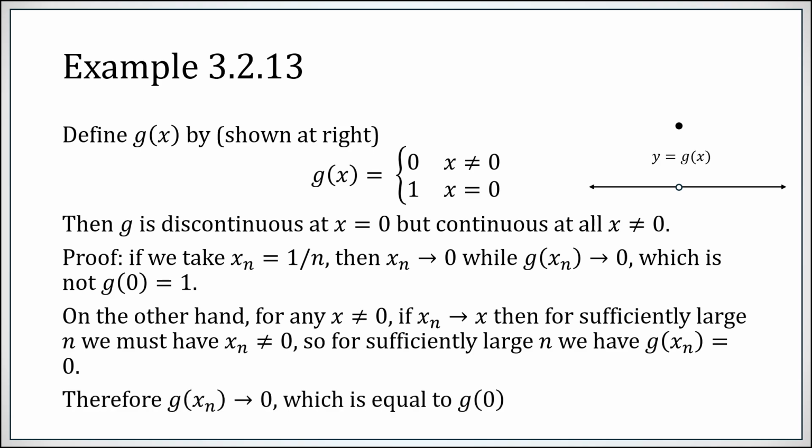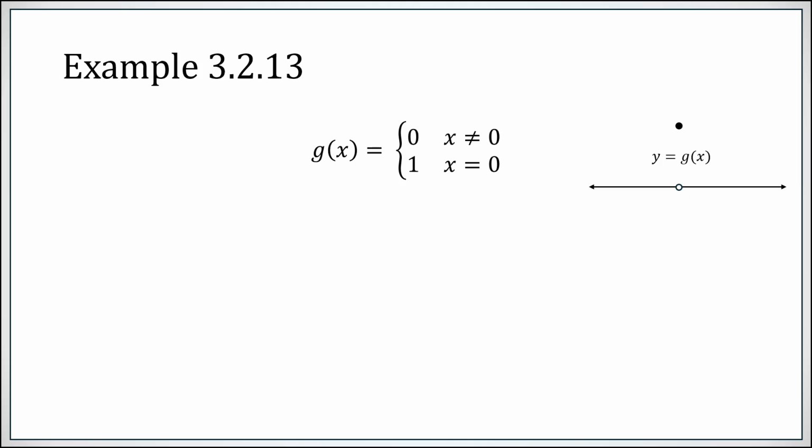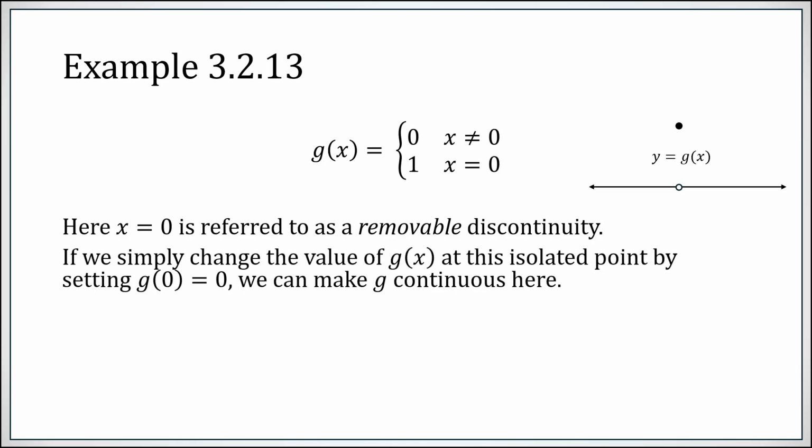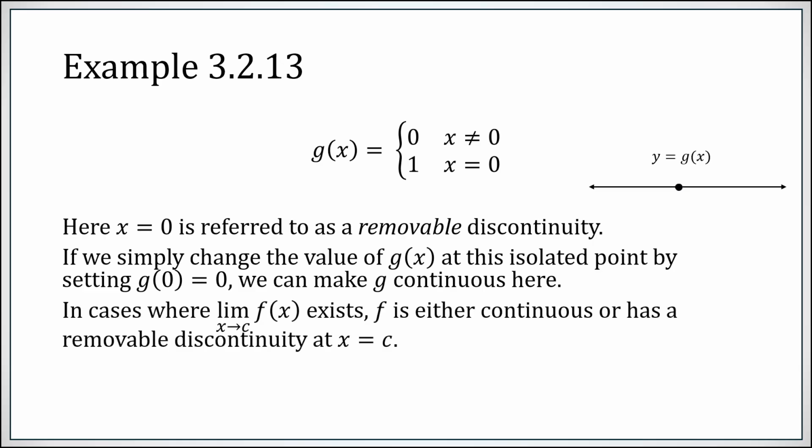So we have a function now that is discontinuous at a single point. But this is what's called a removable discontinuity. Was it discontinuous there? Yes. But if you just change the value to be what it should have been, you can make this into a continuous function by changing the value at this one single isolated point. So in cases where the limit of a function exists, either the function is continuous at that point or it has a removable discontinuity, because you could just redeclare what the value of the function is and call that f of c.